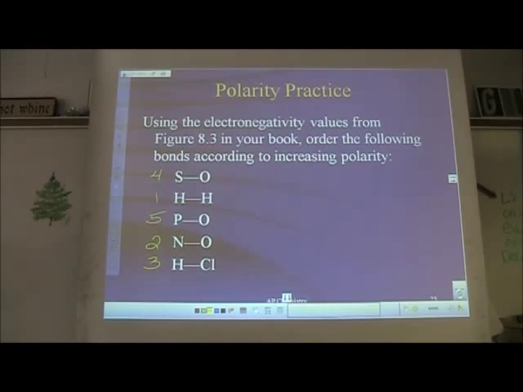Okay. You would simply say the carbon fluorine bond has a greater difference in electronegativity between the elements than oxygen fluorine. That's all you would have to say. A greater difference in electronegativity. Okay.